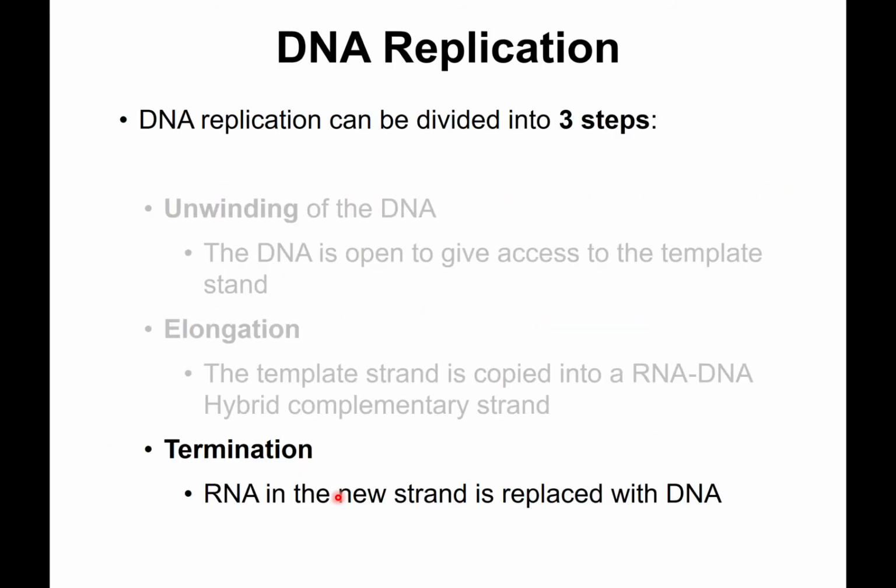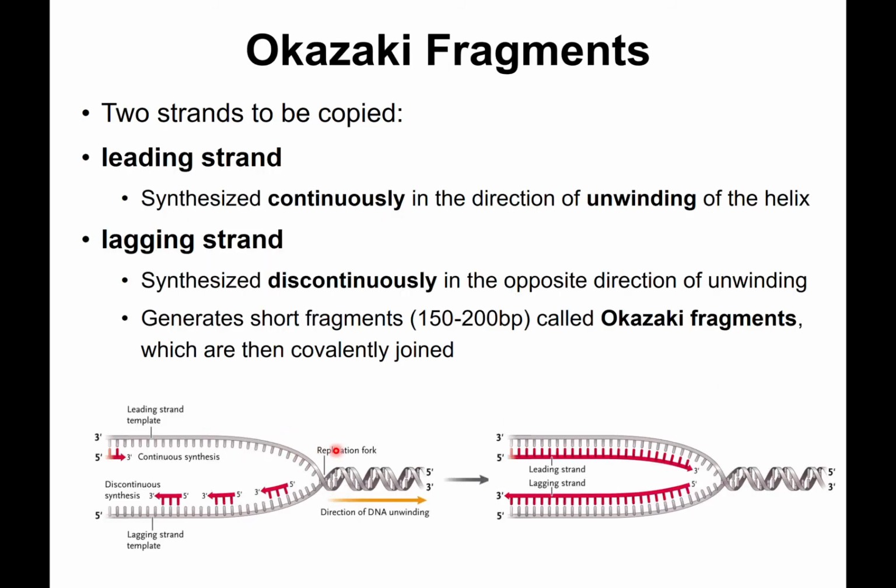Now, the same thing would happen at the other replication fork. I hope, though, you can imagine how the leading strand in the other replication fork would actually be the lagging strand, and vice versa. The lagging strand in the other replication fork will be the leading strand. So if this keeps opening up until the two original template strands have been opened up, you have copied all the DNA, but you have a problem: the DNA has been copied, but you still have RNA in that DNA.